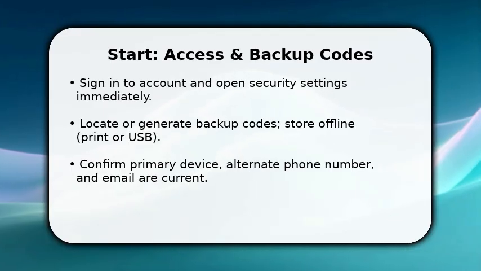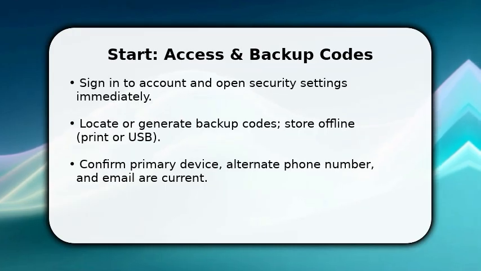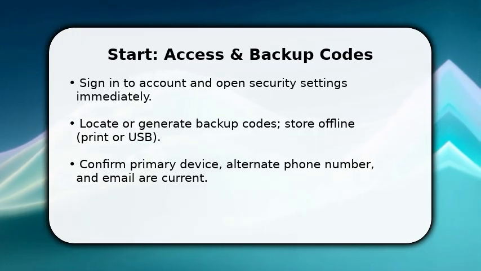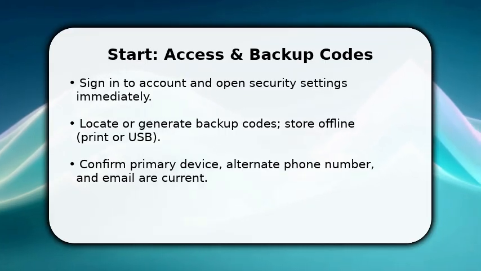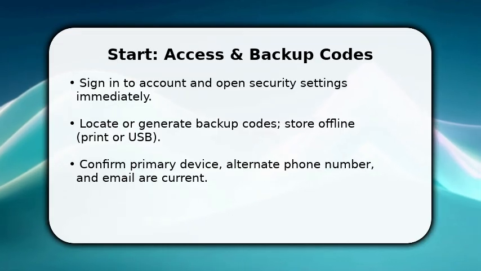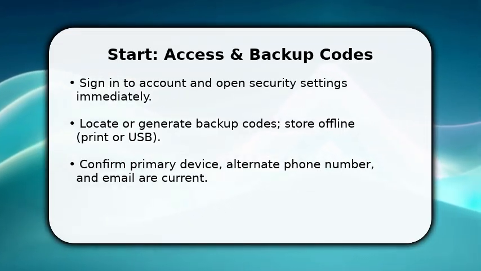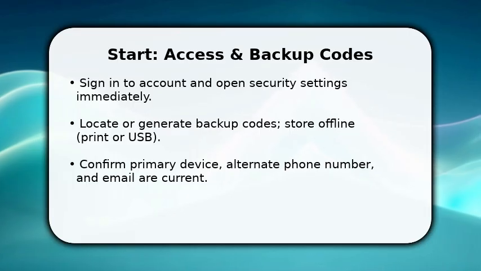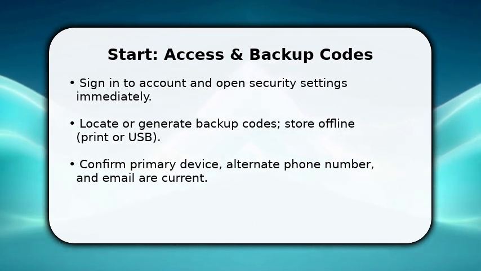You need access now. Sign into your account and go straight to security or two-factor settings. Generate backup codes and save them offline. Print one copy and place one on a secure USB. This prevents lockout if your phone fails. Make sure your primary authenticator device, alternate phone number, and recovery email are accurate because these entries are used for verification. Once done, keep one copy of codes physically separate from your devices so you can recover without the phone.